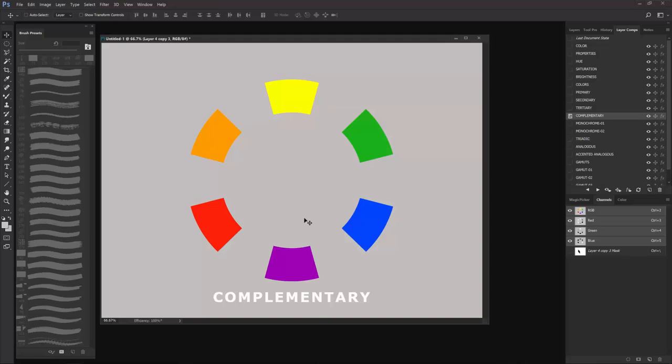And there are other more advanced color schemes which will give us amazing effects on our images. Let's take a look at some of these color schemes in our next lesson.